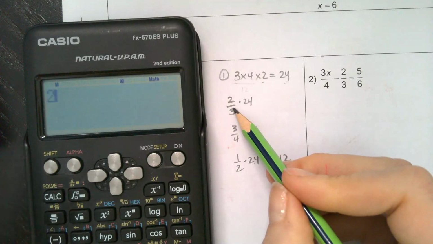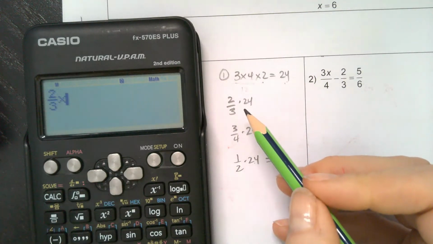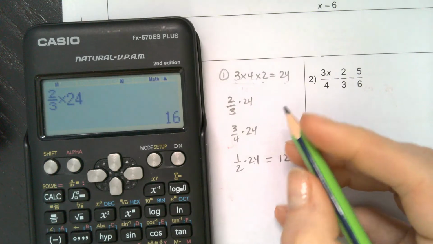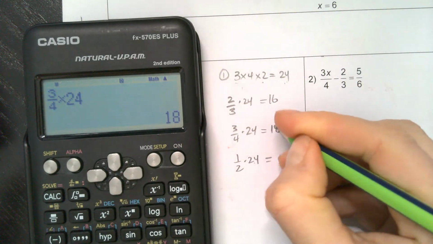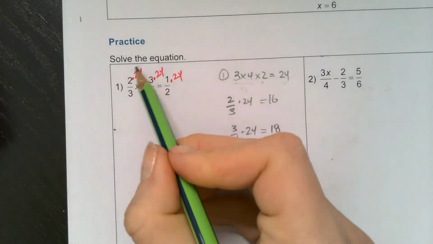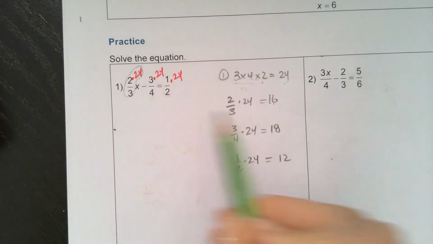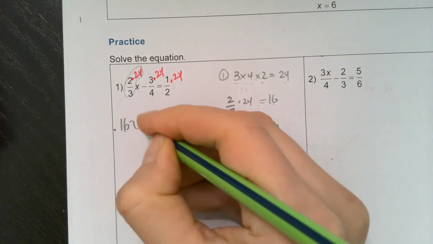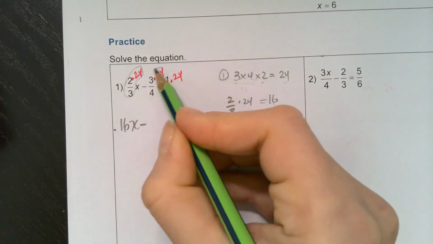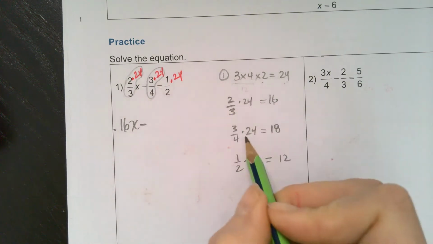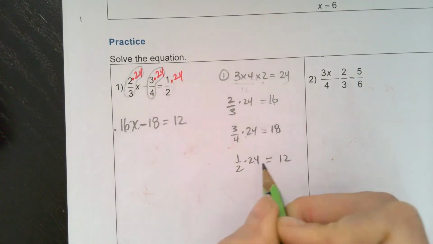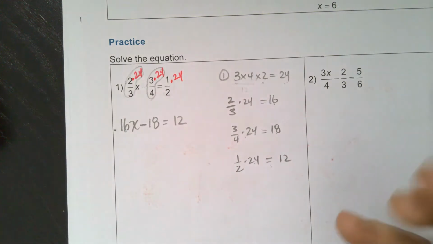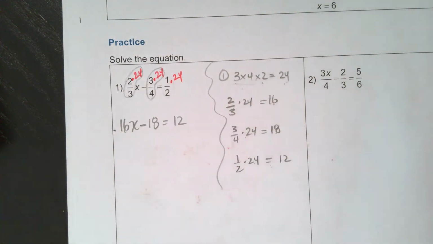2 over 3 times 24. So that's 16. 3 over 4 times 24. That's 18. Okay, so when I put that in my calculator, it's equal to 16, but there's an x there. So that's 16x minus 3 over 4 times 24, that's 18. And that's equal to half of 24, which was 12. Now it's a normal looking equation. I got rid of the fractions.